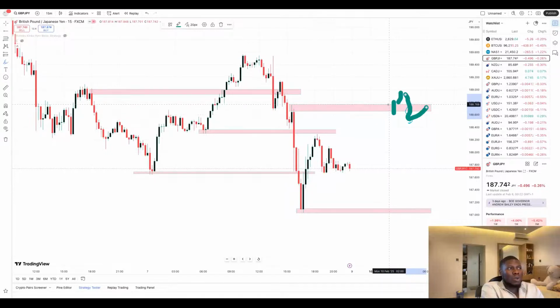Why you shouldn't put your stop loss so close? Because sometimes a candlestick goes up and rejects completely, and they might take you off the market. So just put your stop loss somewhere above, just some pips above. Then you target this zone.